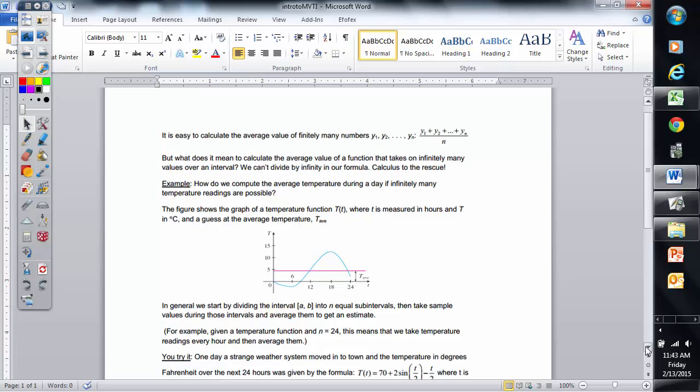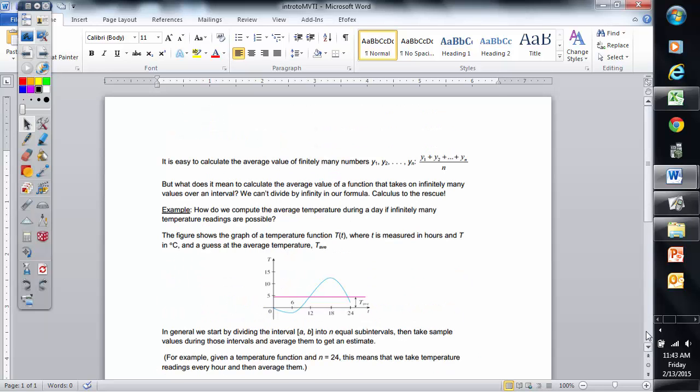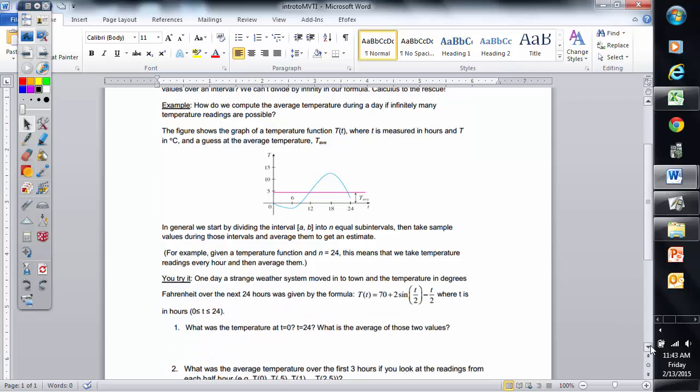And we want to find the average temperature over the course of the day. But it depends on how many readings you take. So if you do number 1 and you take the temperature at 0 and you take the temperature at 24 and you average them together, you're going to get 64.208. I'll tell you that one right now. But watch what happens when you take more readings when you do number 2. And I actually want you to stop the video and do this and see what you come up with.